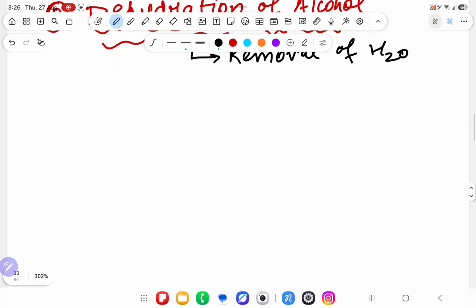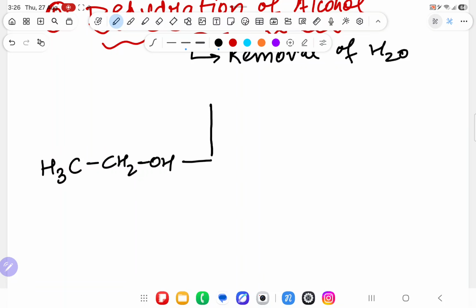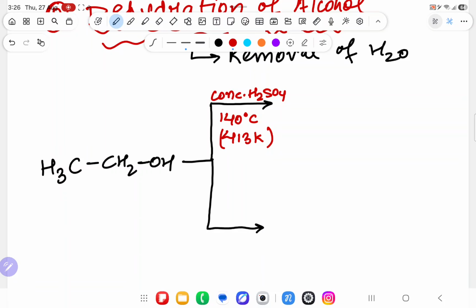See over here very properly. Suppose I have written H3C CH2 CH2OH, and I am going to react this in two parts. Understood everyone very properly, because all the things I have already dictated. Over here I will take concentrated H2SO4 and the temperature I have taken is 140 degrees Celsius, that is 413 Kelvin.